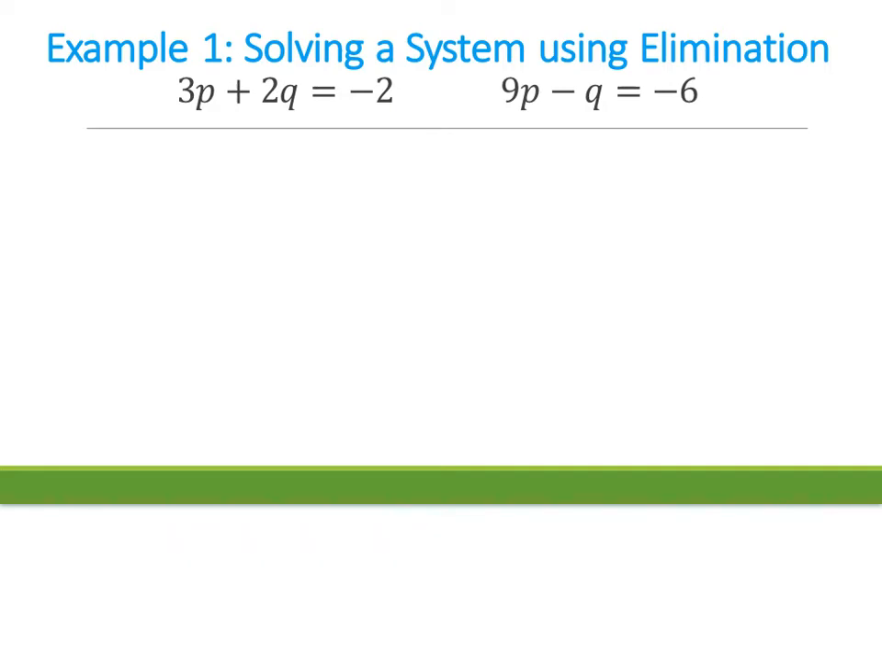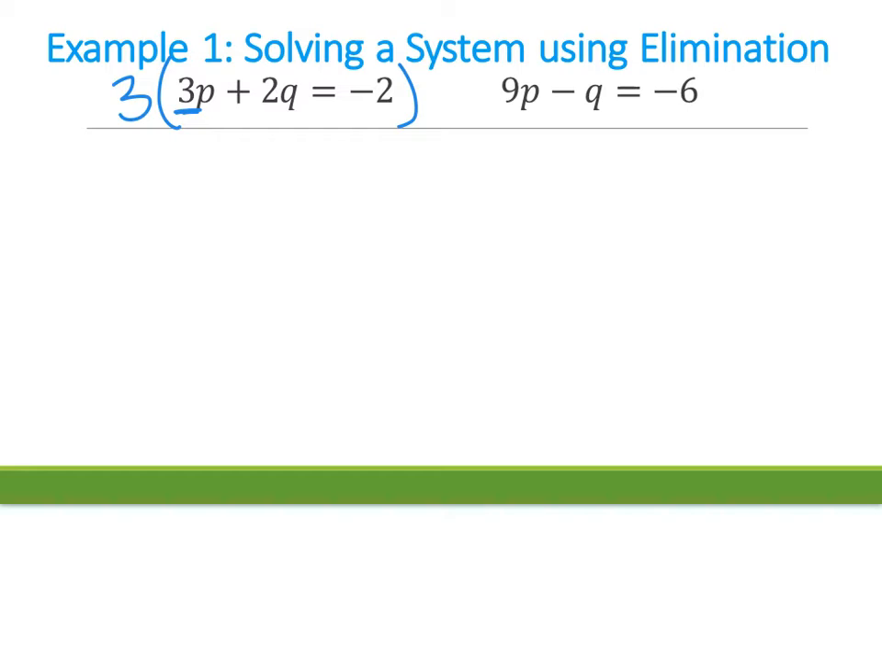We're using elimination because I don't really have the letter p or the letter q totally isolated on either side of my equation. Right now, p and q are both on this side, and p and q are both on this side. So what I want to do is see if I can get either the number in front of p to be the same or the number in front of q to be the same. I see right now that the number in front of p is a 3. This one's a 9. It'd be really easy to take this equation, multiply it by 3, and change our p's to be 9s.